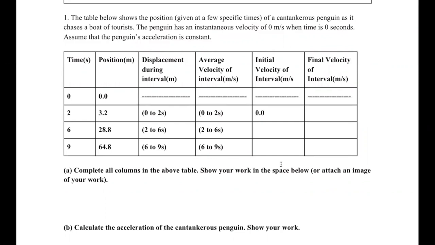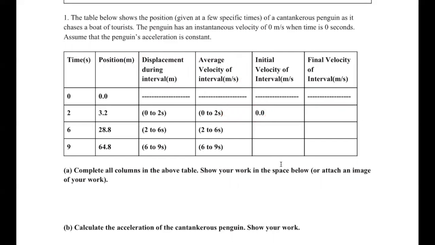The idea is to work through it, first finding the displacements, then using the displacements to calculate the average velocities, and then using initial and average velocity to get final velocity for each time interval. That's the basic idea. So let's walk through how that works.